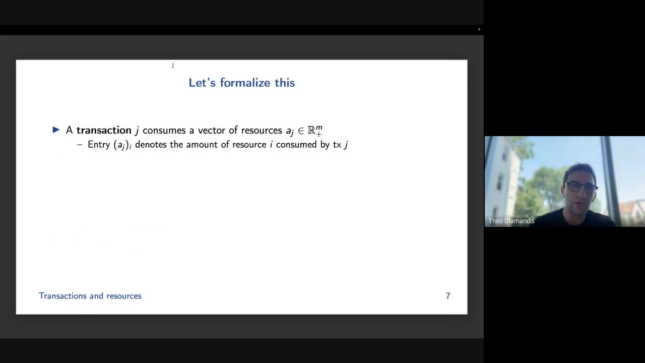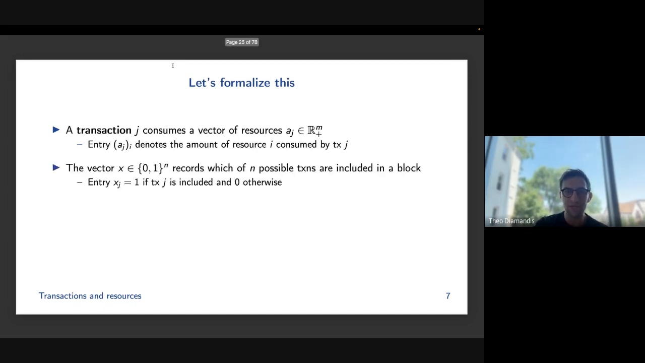So to formalize our model, we're going to consider transactions j, which are going to consume some vector of resources a_j. There's going to be m resources, so this is going to be a vector in R^m, and we're going to assume that this is non-negative, although it doesn't necessarily have to be. So then the ith entry of this vector a_j is going to denote the amount of resource i consumed by transaction j.